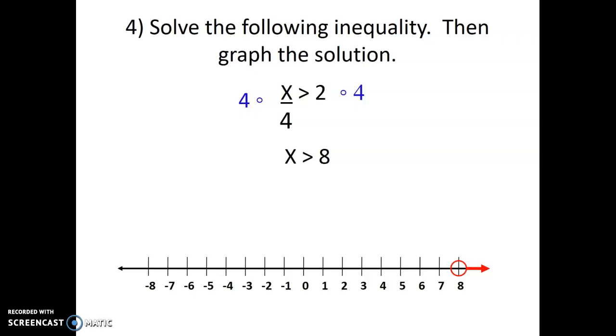And I can try that out. Think of a number greater than 8. How about 12? Is 12 divided by 4 going to be greater than 2? Well, 12 divided by 4 is 3. Is 3 greater than 2? Yes. Now I know shading to the right was the correct thing to do.